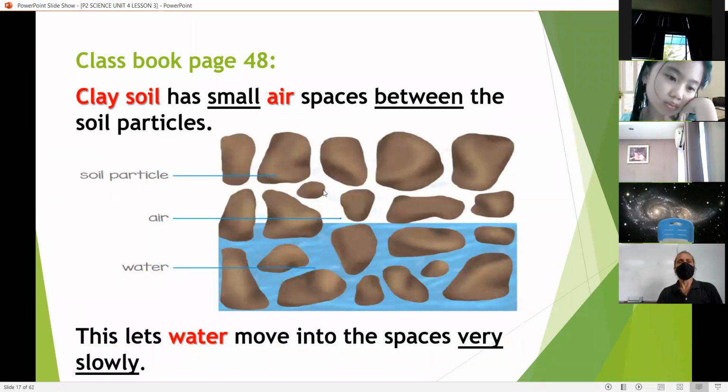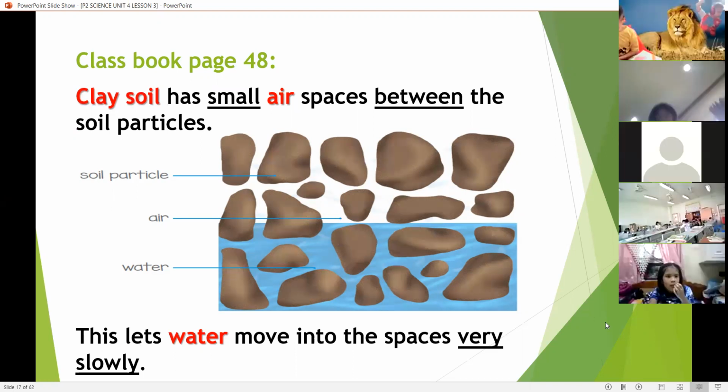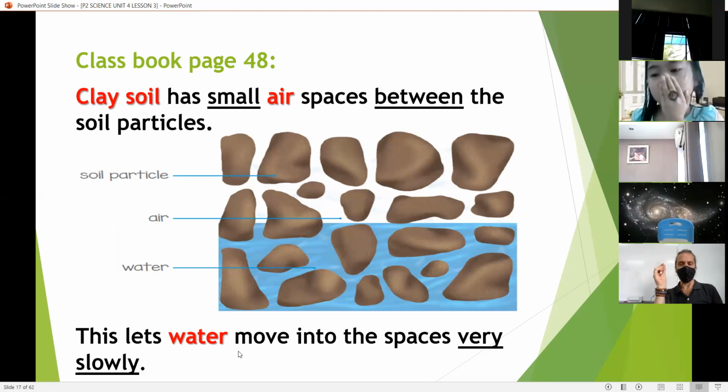So, because clay soil has the smallest pieces of rock, the spaces between the rocks are very, very small. The air spaces between the pieces of rock are very, very small.